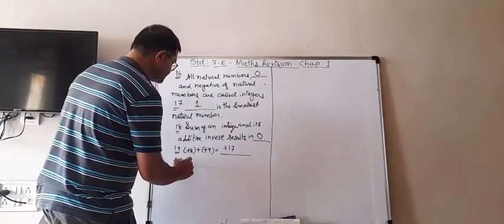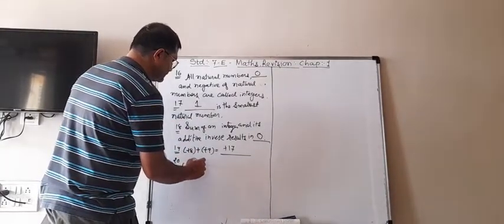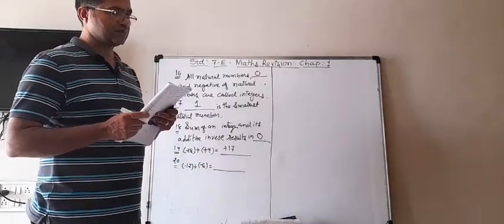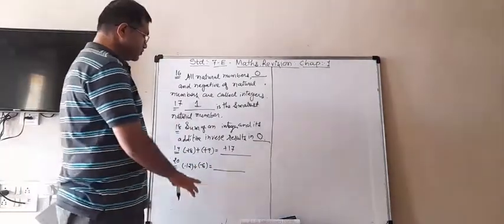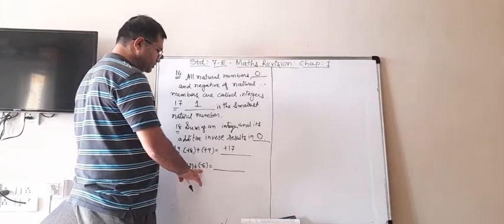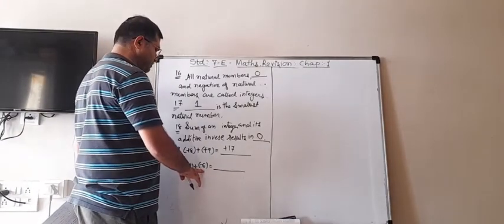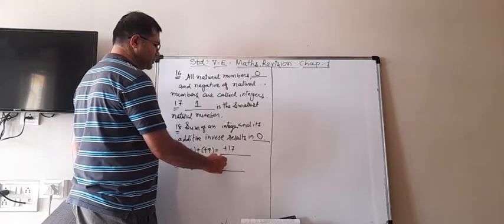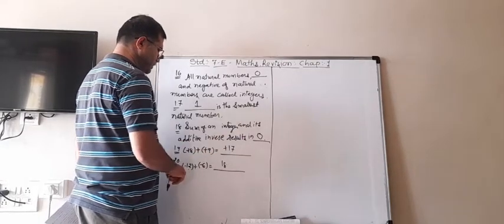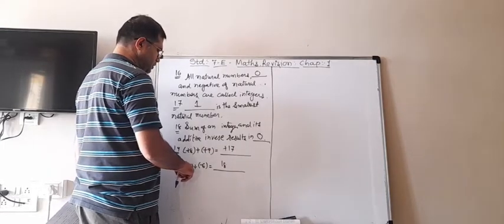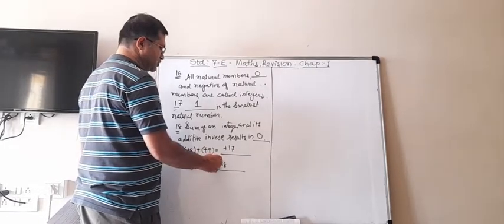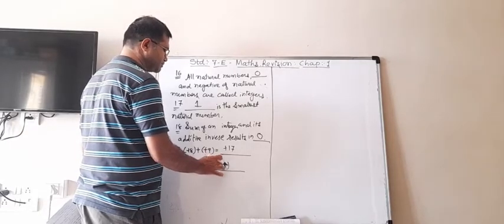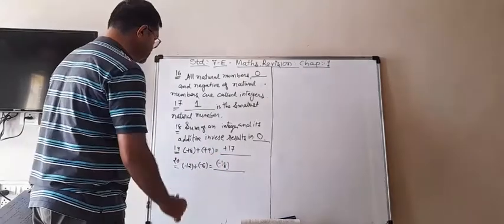Minus 12 plus minus 6 is equal to dash. So now we know that both have the same sign. So 12 plus 6 will be 18, but the greater number has a negative sign. So the answer is minus 18. That is very simple.